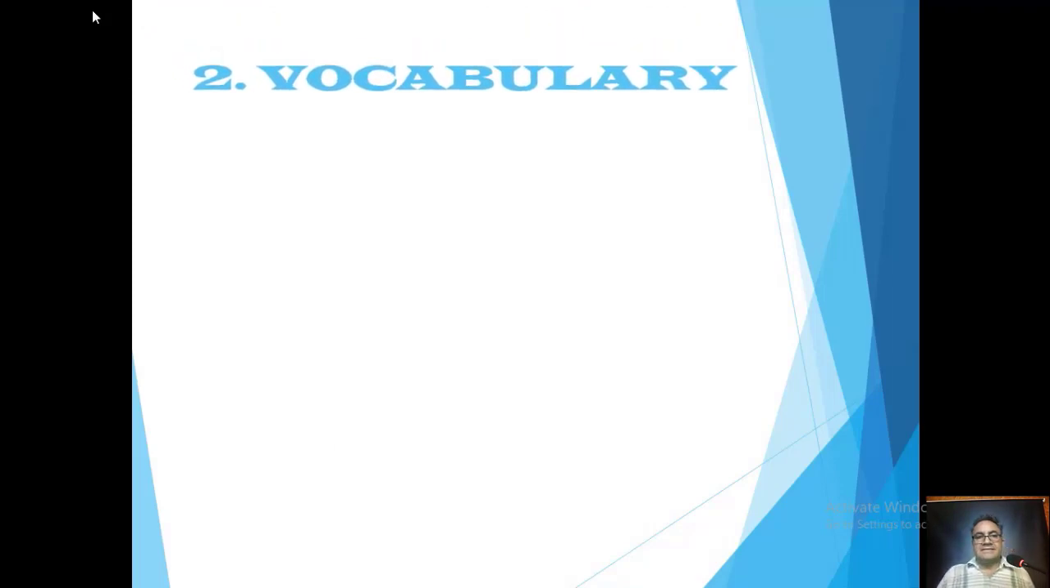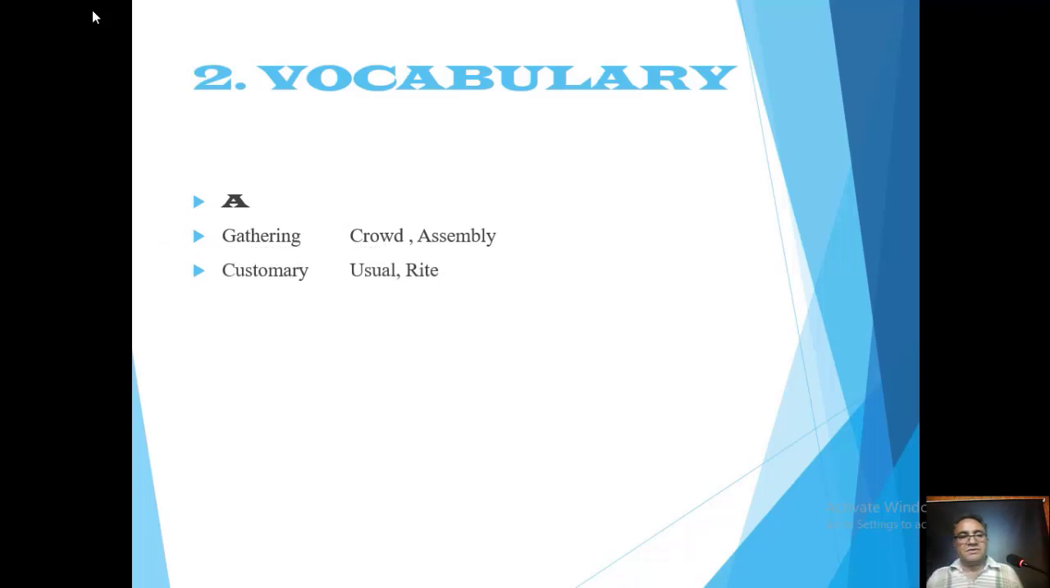Our next exercise is that of vocabulary. Exercise A. The first word is gathering. The synonym of gathering is crowd or assembly. Next is customary. We just have read its meaning in Urdu also. Customary means usual. Then we have the word thoroughly. Thoroughly means perfectly, completely.